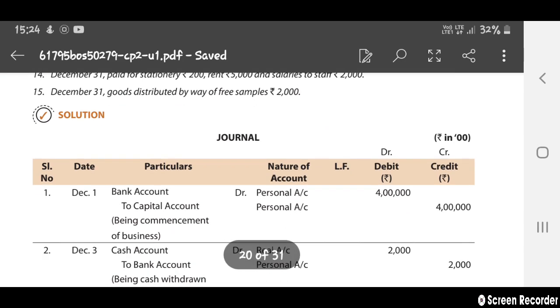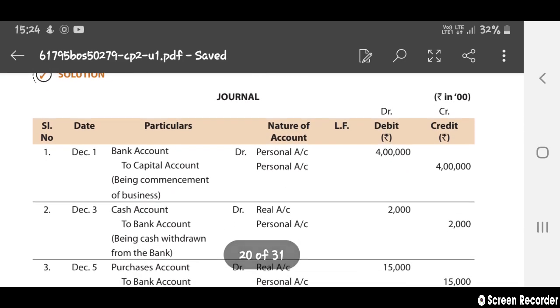These are the transactions they have given, from which we have to make our journal. The first question is dated December 1st. They have asked for bank account to capital account. From the bank account we have sent that money to the capital account, being commenced for business. We are using that money for business, so it goes to the capital account that is made for our business.